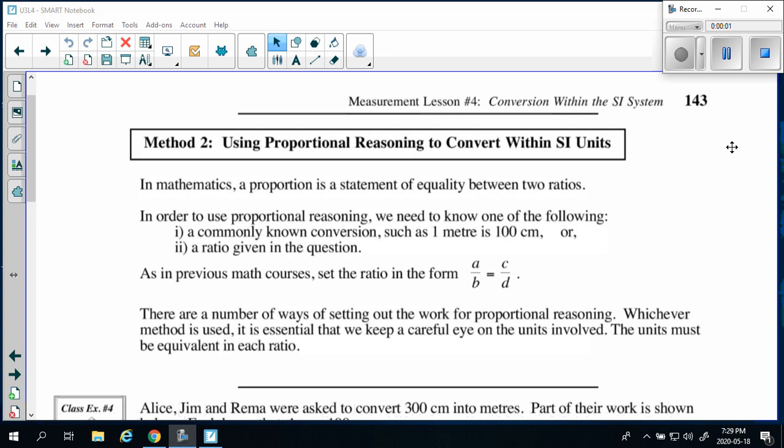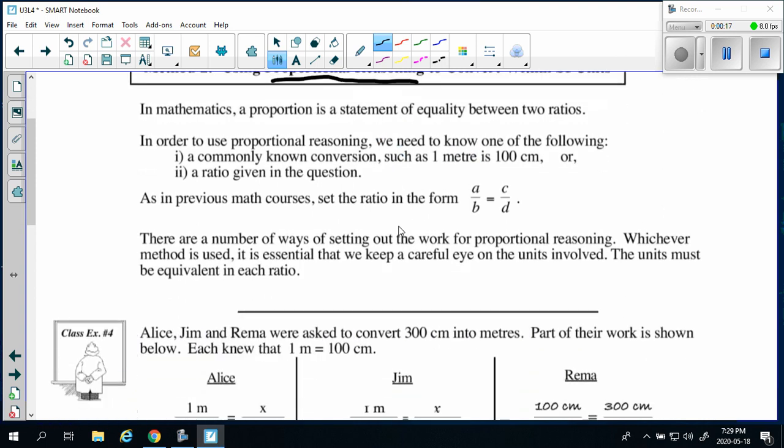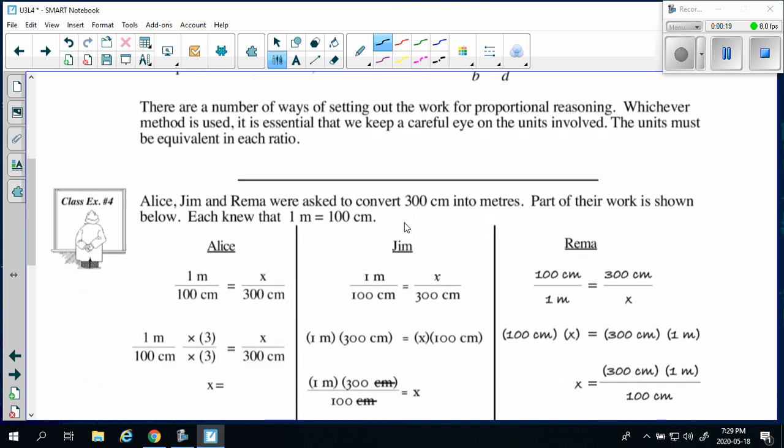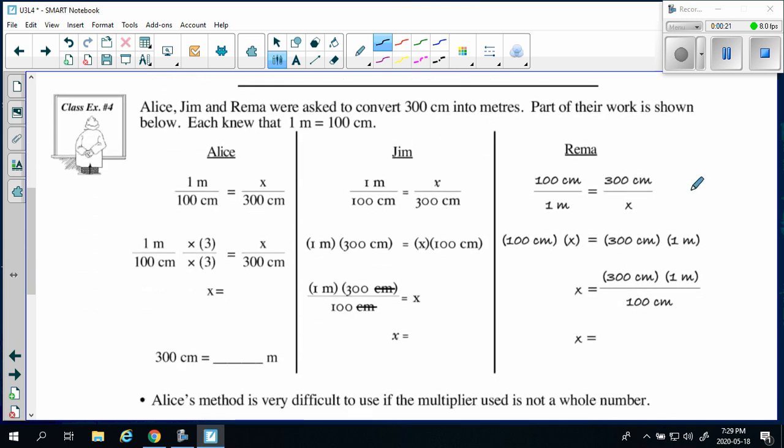Page 143, we are looking at using a different type of method, proportional reasoning, to convert units. Proportional reasoning is when you know one of the proportions, a ratio rather, and you use it to figure out an unknown value. I think the easiest way to explain is with an example.